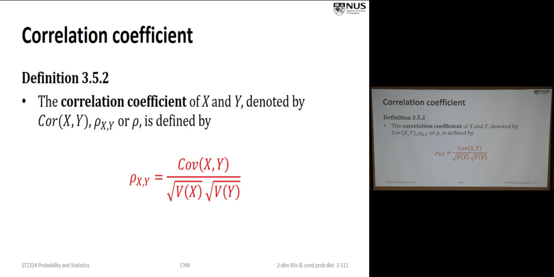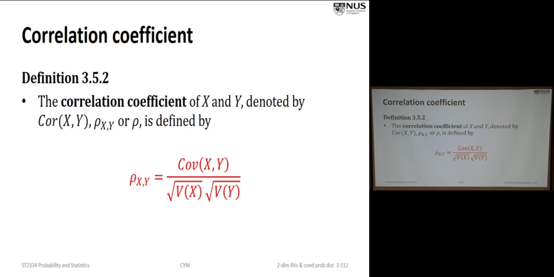If positive, it means that they go in the same direction, in the sense that if x is above mu x, y is above mu y, then we say that they go in the same direction. Opposite direction is if x is above mu x, y is below mu y, or x below mu x, y is above mu y. All right? So that is how we interpret it.